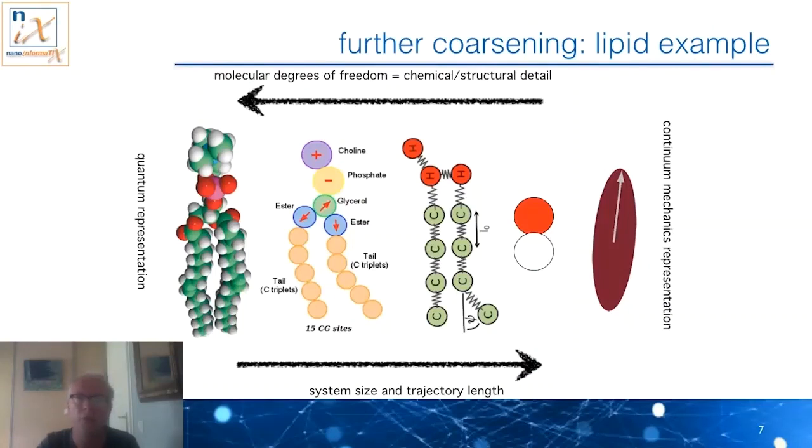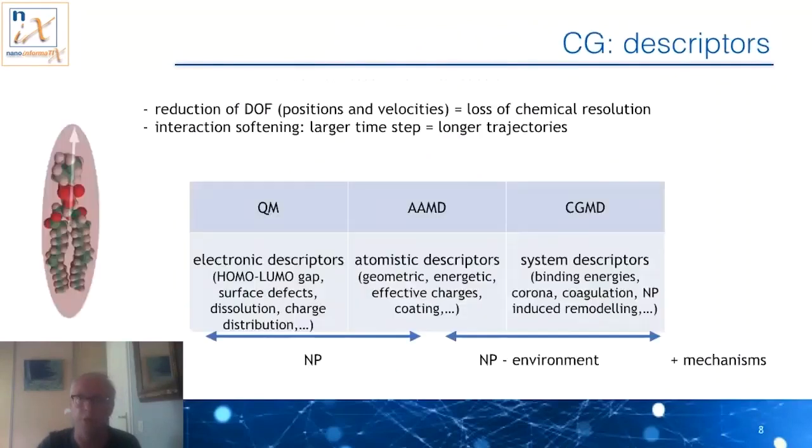And you can even go beyond that. You can represent it just by a head group or a tail group. You can represent it by two blobs, so just a head and a tail bead, or you can just represent it by an oval shape, which has a director. And what you see is that by going from left to right, you increase the system size and the trajectory length by reducing the number of coordinates that you have to trace. But going from right to left, you decrease the chemical or structural detail. So it's just a balance of those two.